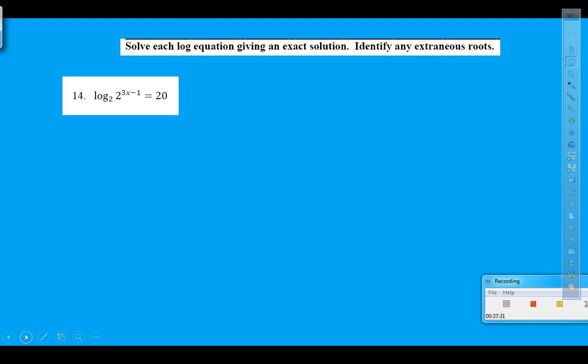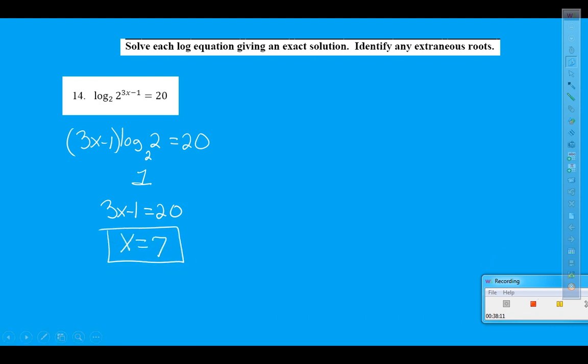And the last one, don't cheer. When I go to solve this one, it's going to look like this. I'm going to bring down that 3x minus 1. So I've got 3x minus 1 times log base 2 of 2 equals 20. The key here is you recognize something before you work real hard. Log base 2 of 2 is 1. So I now have 3x minus 1 is 20. Add 1, divide by 3. Get my answer of 7.